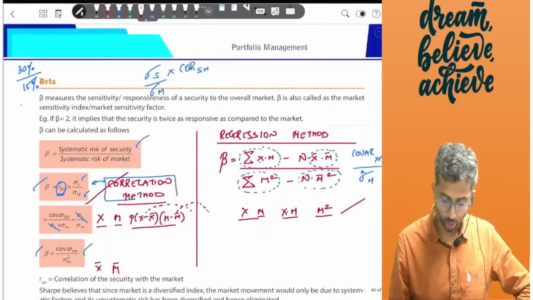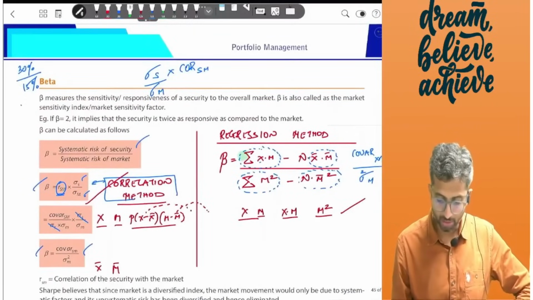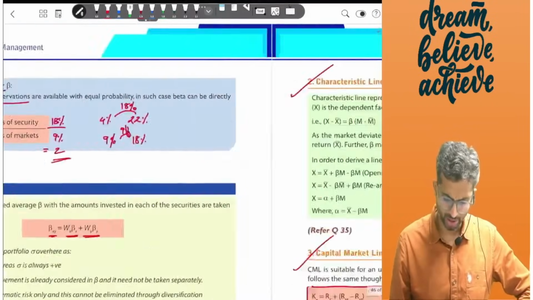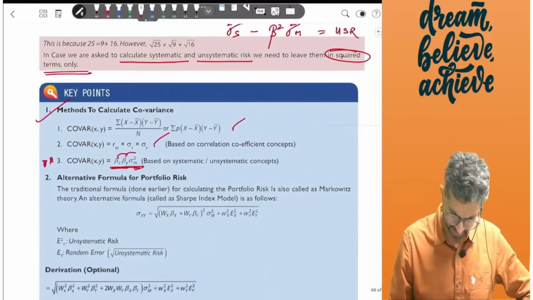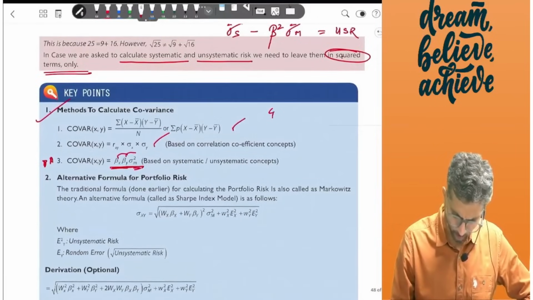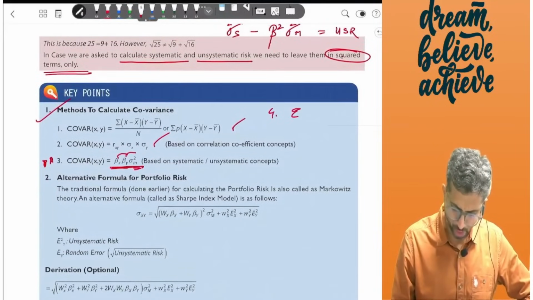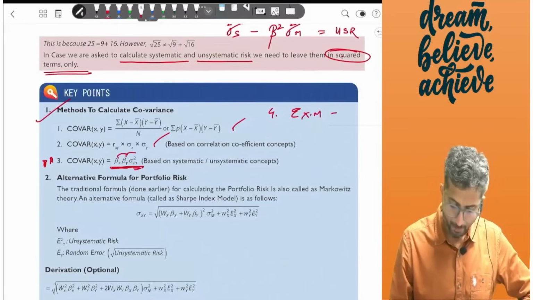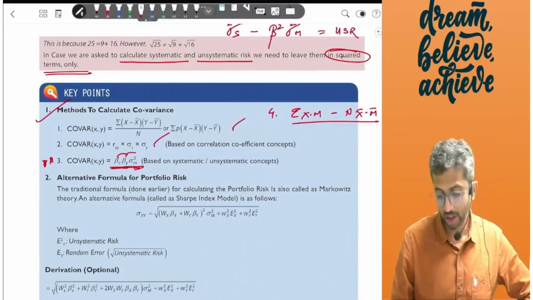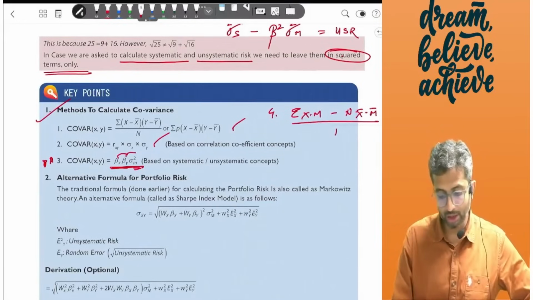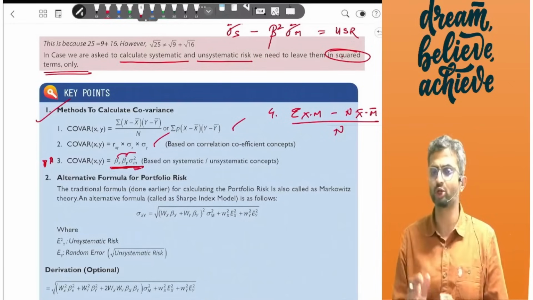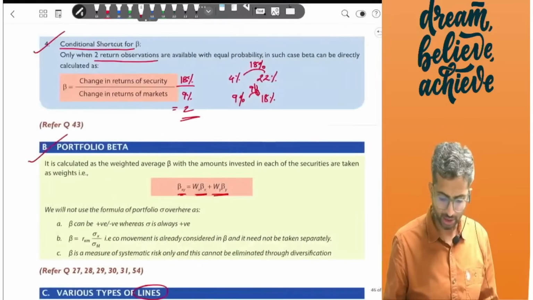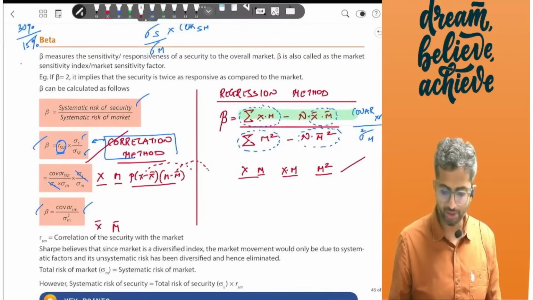Another formula to find the covariance is this formula. This numerator over here was nothing but similar to covariance. So your covariance can also be calculated as a fourth method, which is summation of X into M minus N into X bar into M bar. Now this will give you the numerator, divided by N, and that will give you the covariance. That is also a possibility, because this is nothing but covariance divided by variance of the market.